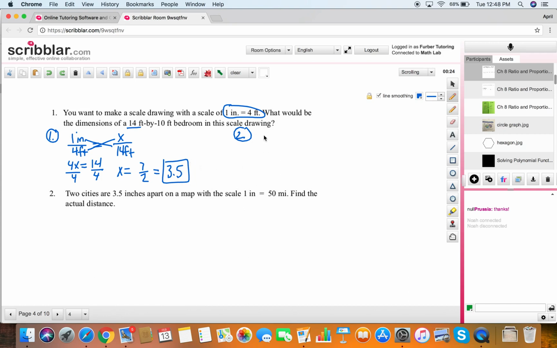Let's do this a second time using the exact same scale, but this time I'm going to use the 10 feet for the width of the bedroom. And again, I'm trying to find what that represents in inches. So again, I'm going to cross multiply: 4x equals 1 times 10, which is 10. If I divide, I'm going to get 5 halves, which is 2.5.